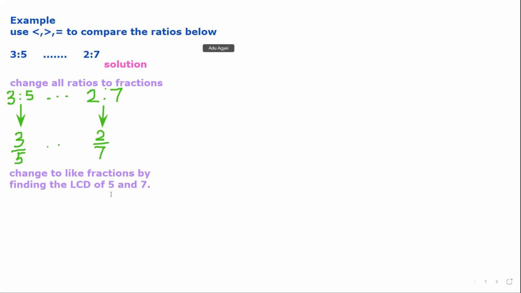Whether you use the multiples method or the prime factorization method to find the LCD, in the multiples method, you start with 5: the multiples of 5 are 5, 10, 15, 20, 25, 30, 35, 40, 45, 50. Okay. Then we list the multiples of 7.